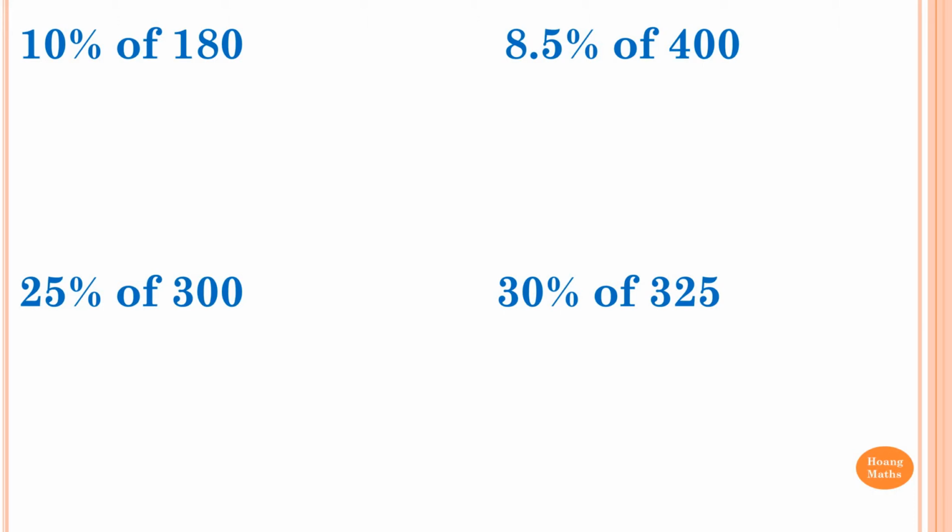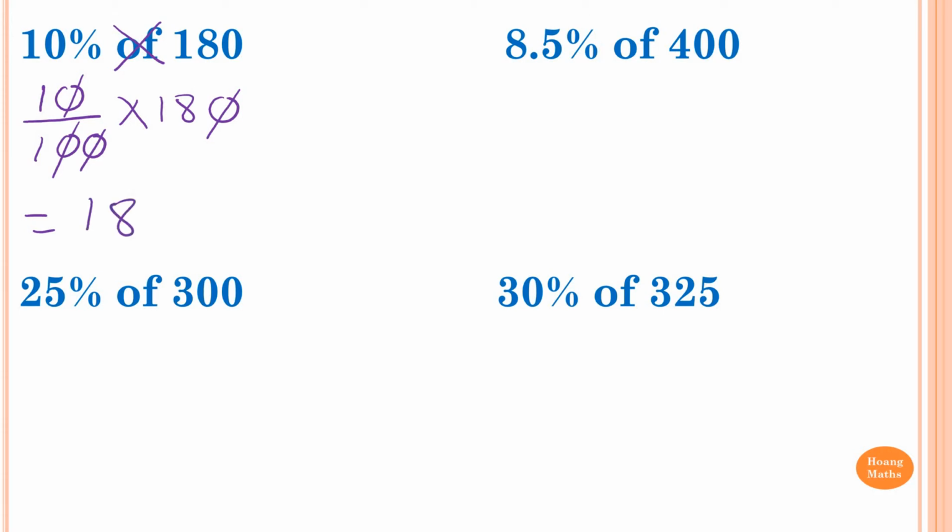So 10% of 180, it is 10 per 100. Now remember, of means times, so which is times by 180. And this cancels with this, and this 0 cancels. So therefore, it's left with 1 times 18. The answer is 18.